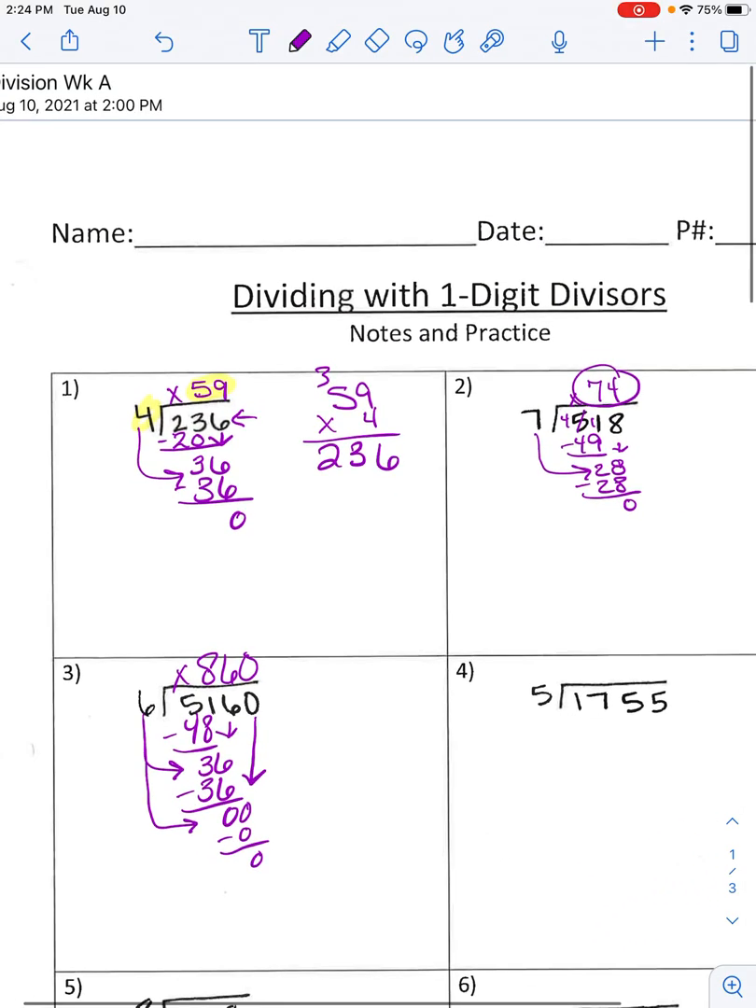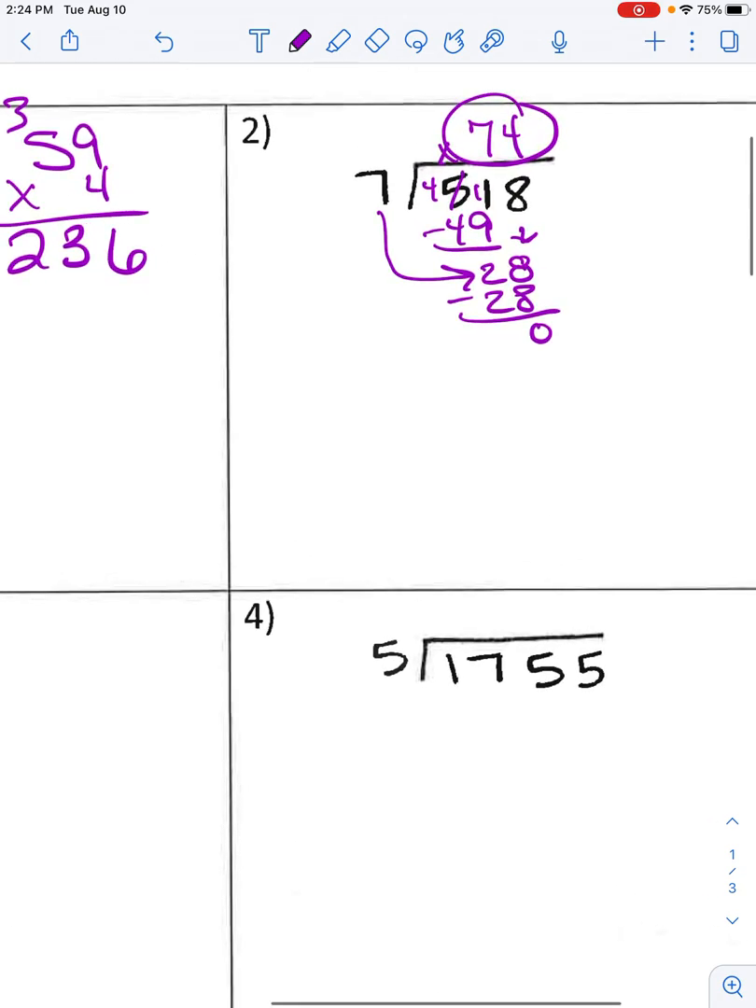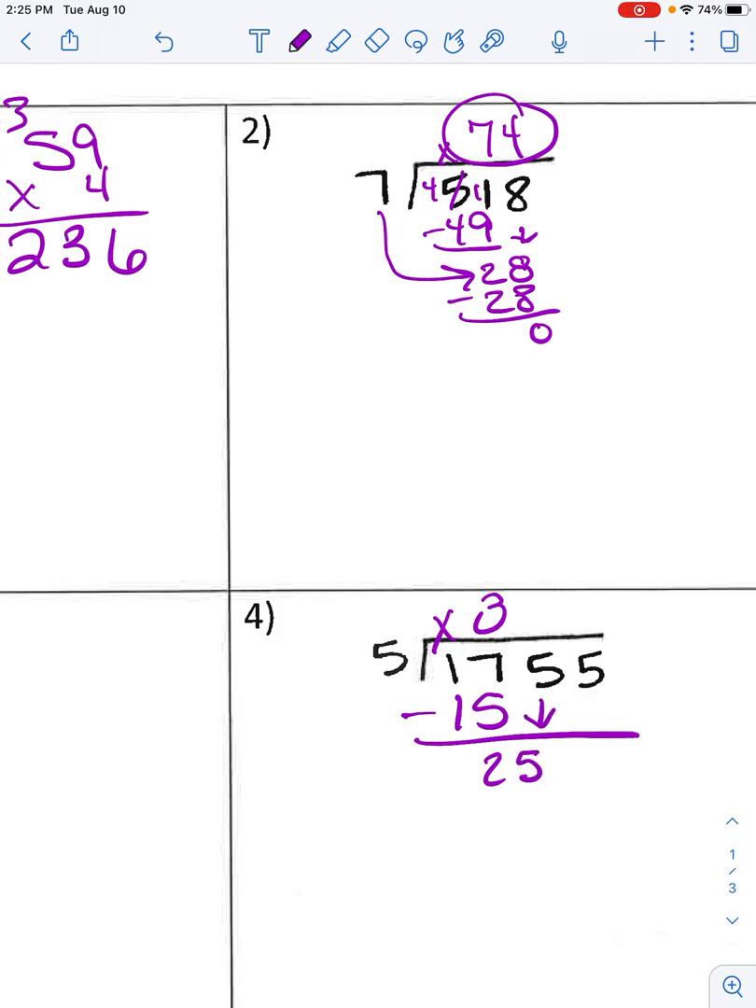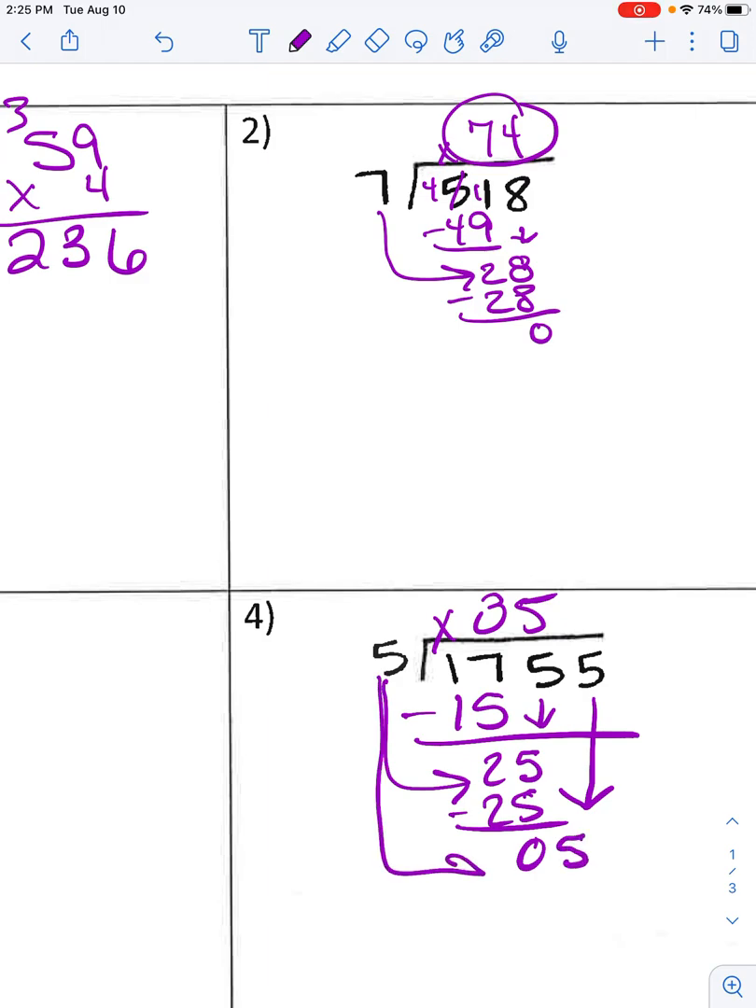Okay, I'm going to do one more with you. 1,755 divided by 5. 5 does not go into 1. 5 does go into 17, 5, 10, 15, 3 times. When you subtract, you're going to get 2, and bring down the next number. How many times does 5 go into 25? 5, 10, 15, 20, 25. 5 times. 5 times 5 is 25. Subtract and get 0. Bring down your last number.